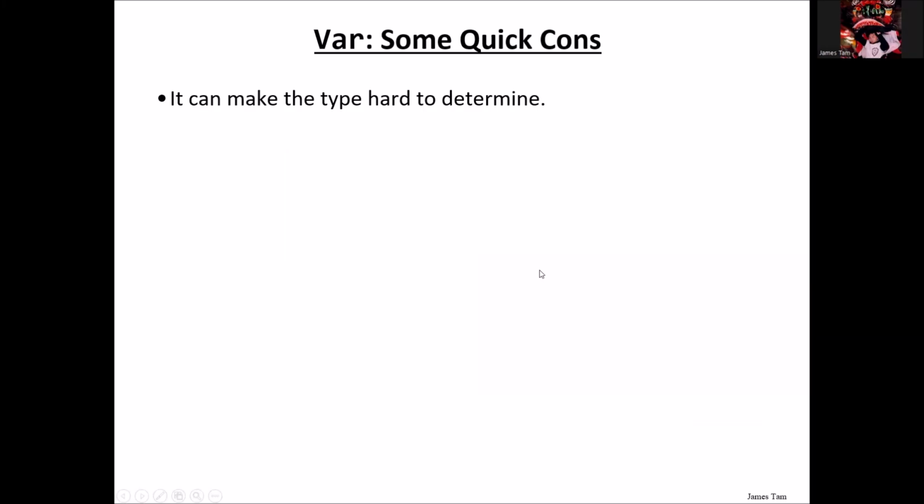There are some drawbacks, however. It can make the type under certain circumstances hard to determine, especially if you have lousy naming conventions over here. Lousy variable, you don't give a clue as to what the type is. Get input, what types of input.